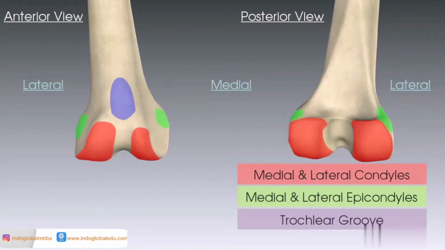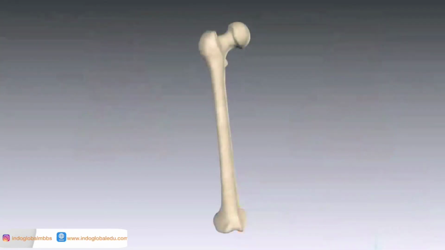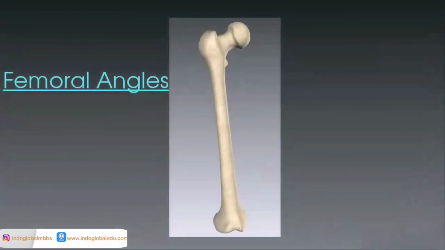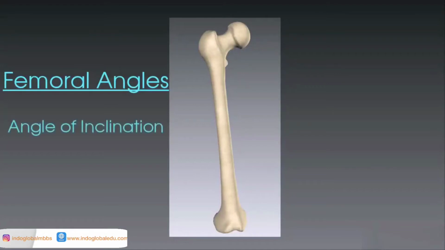And finally, if you look on the posterior view on the right, there is an intercondylar fossa, which is a depression between the two femoral condyles, and that provides the attachment points for the anterior and posterior cruciate ligaments. And the final things that I just want to touch on for completeness are two angles that the femur naturally has: the angle of inclination and the torsion angle of the femur.